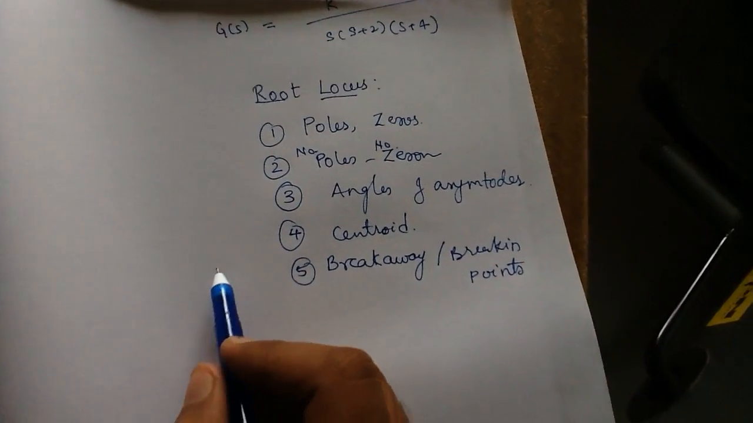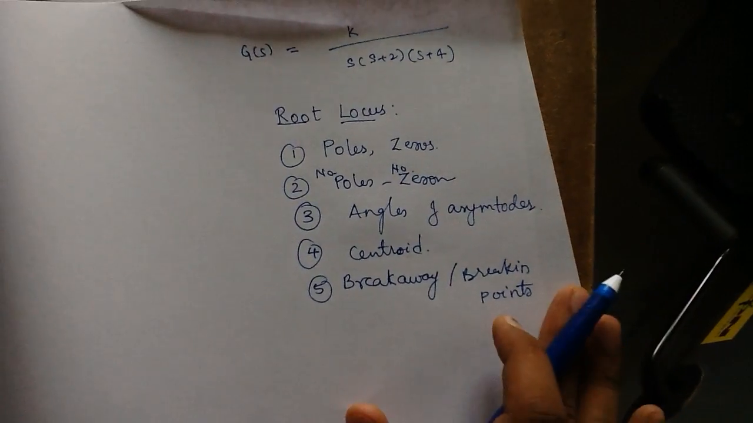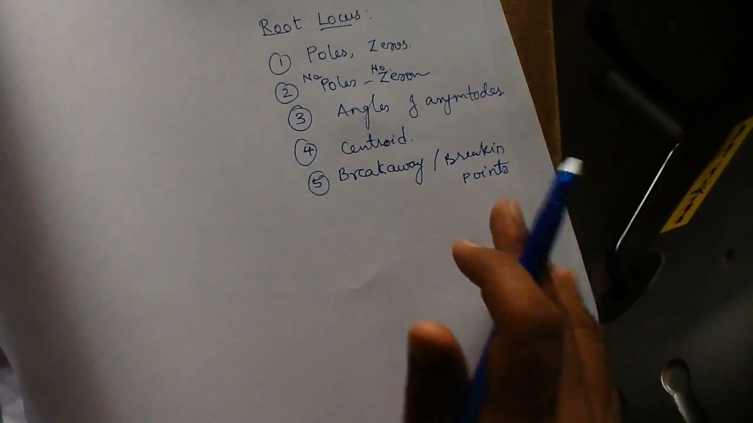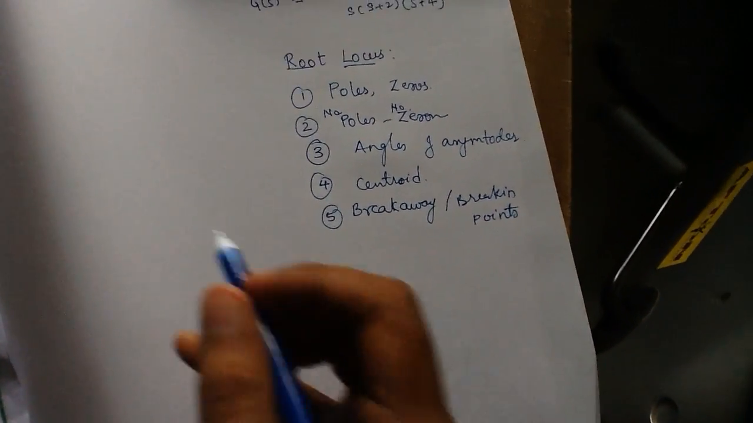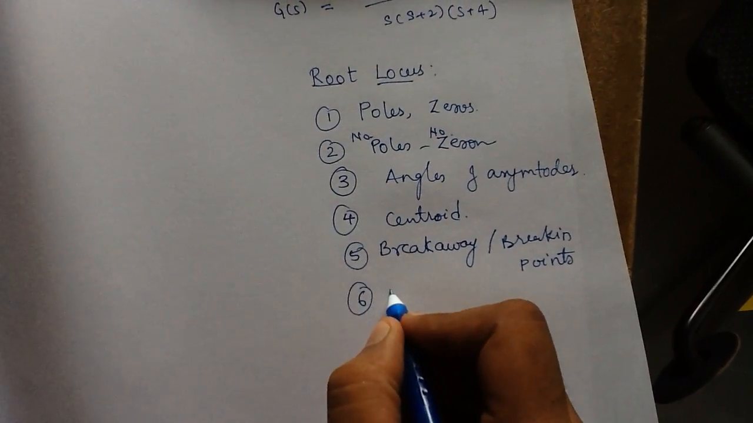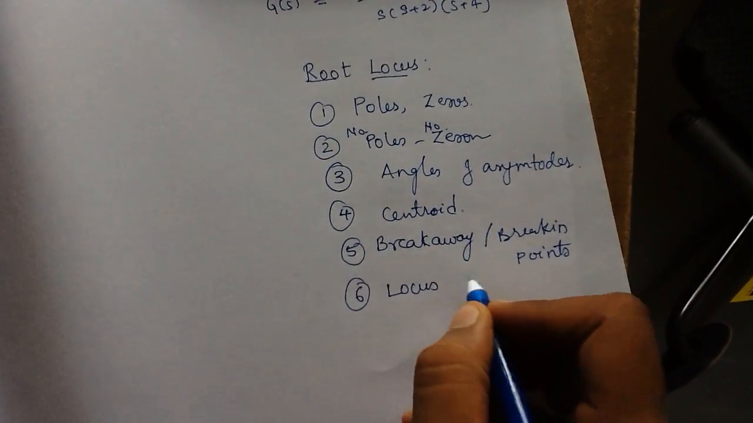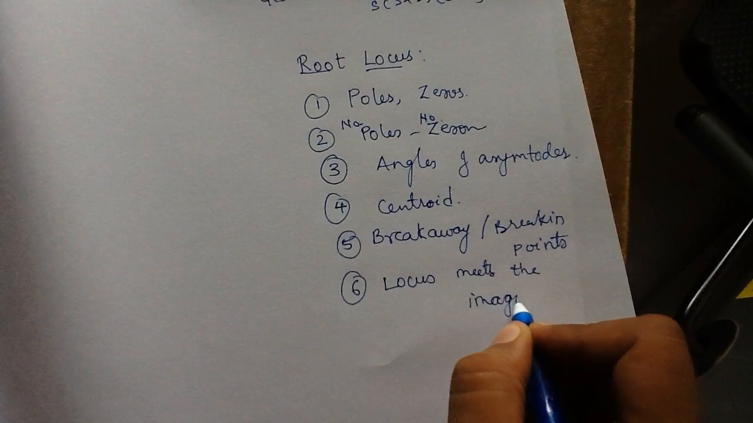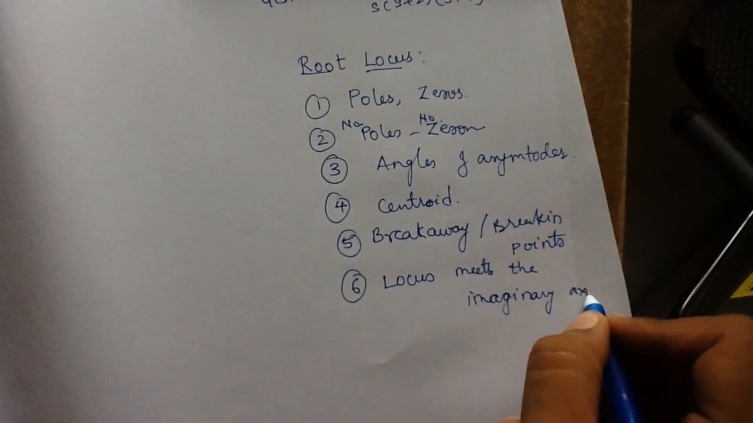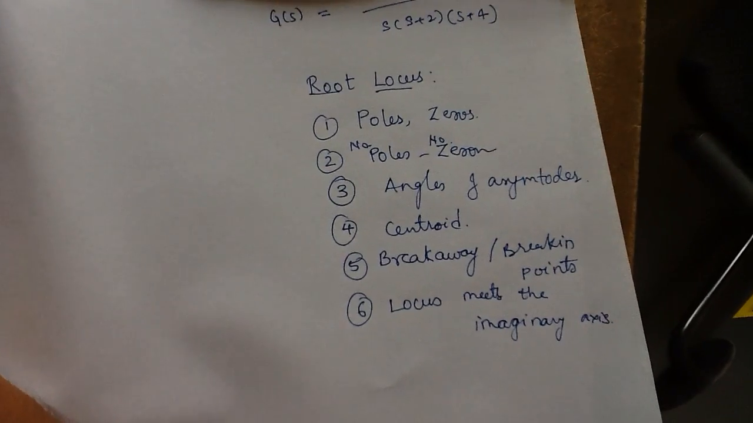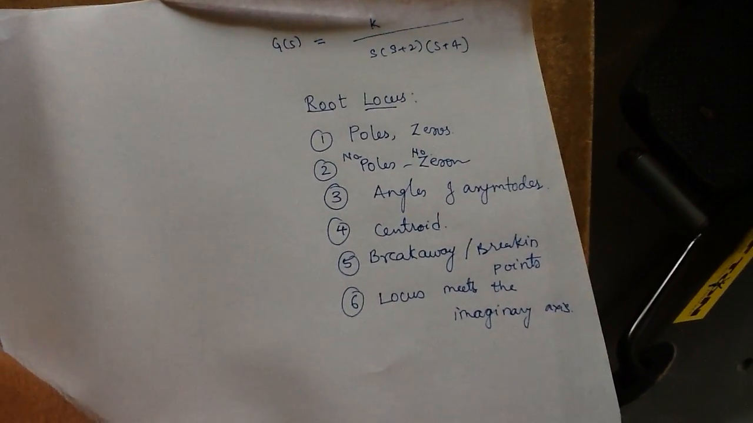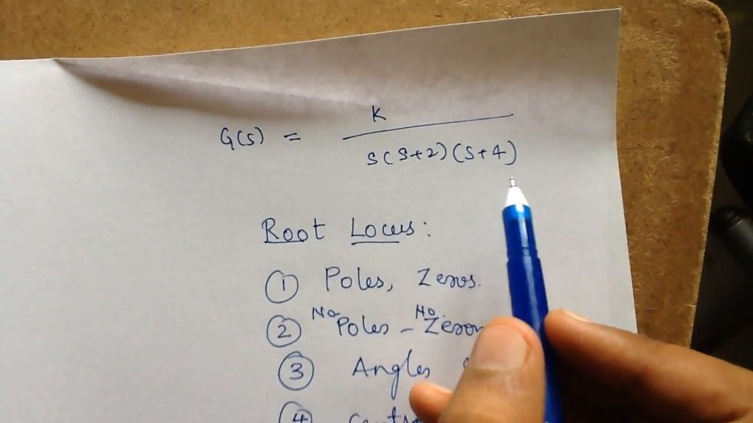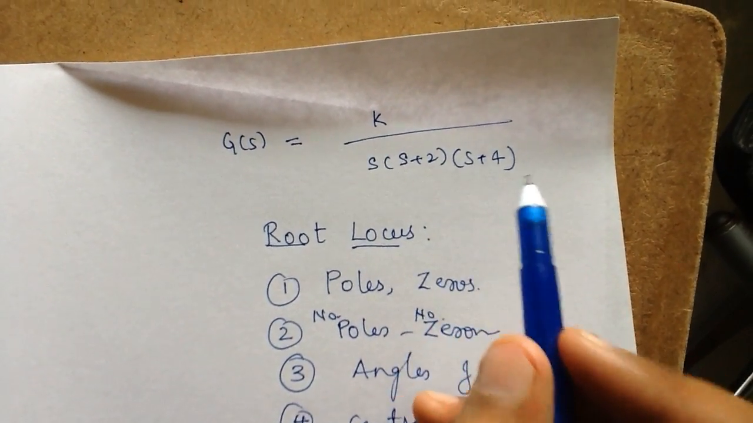So we need to find out all these things when we are given a transfer function to sketch a root locus. Apart from this, there are a few things that are added, and also we'll have to find out where the locus meets the imaginary axis. But apart from this, if you look at this transfer function, it is s into s plus 2 into s plus 4. So the poles are 0, minus 2, and minus 4.